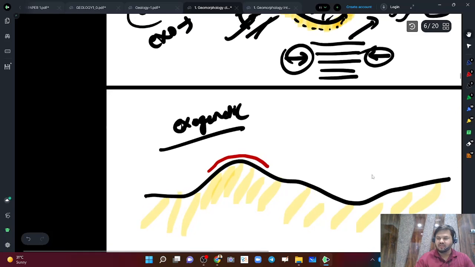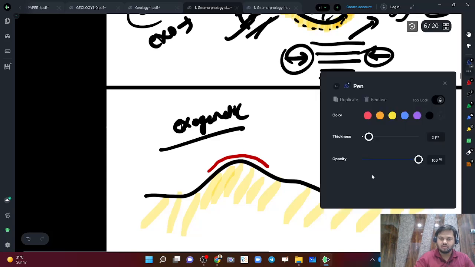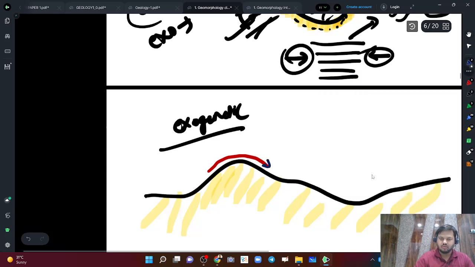And maybe I don't know why this red color is not working, right? So suppose this is a mountain, river is flowing from them. So what does river do to a mountain? It erodes them, right? It weathers them. I hope you understand what is weathering.